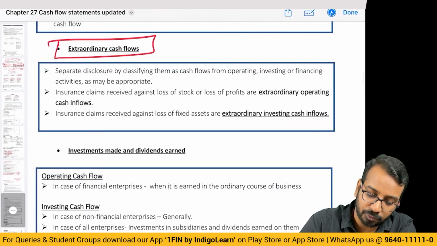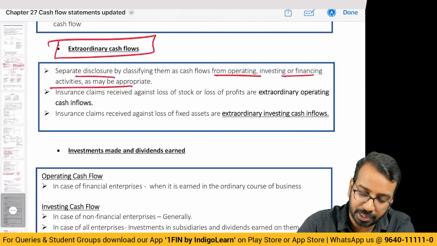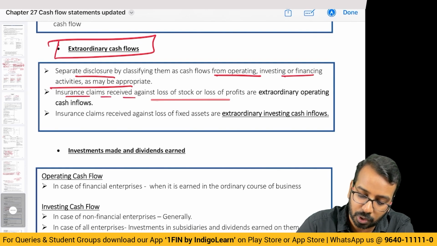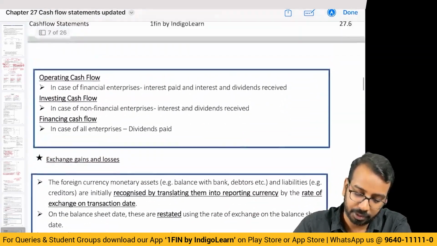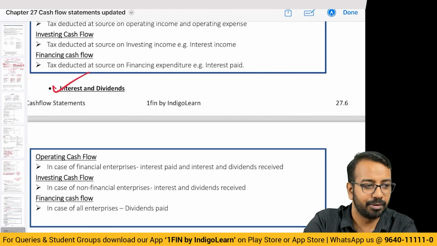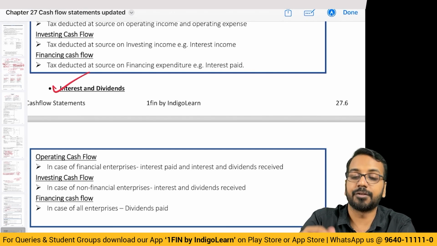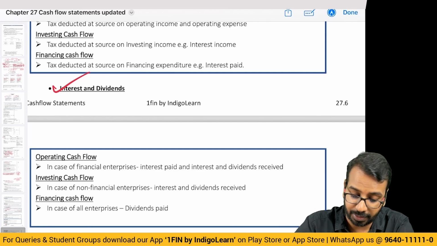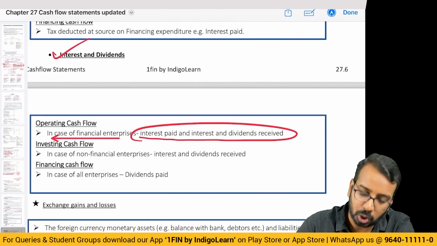For extraordinary cash flows, we need separate disclosures under each: operating, investing, and financing activities. For example, insurance claim received against loss of stock is an extraordinary operating cash flow. So that is what you have to disclose separately. This we have already discussed, interest and dividends. If interest and dividends are received from your investments, it is an investing cash flow. If interest and dividends are paid, it is a part of your financing cash flow. But if it is a financial enterprise, that becomes a part of your operating cash flow.